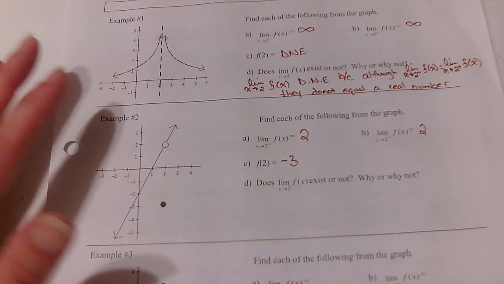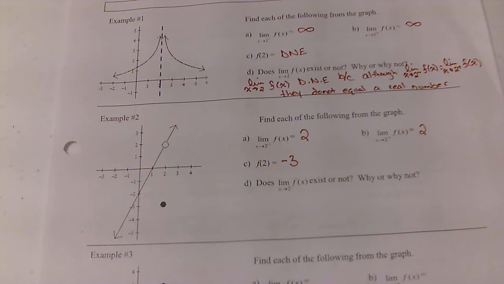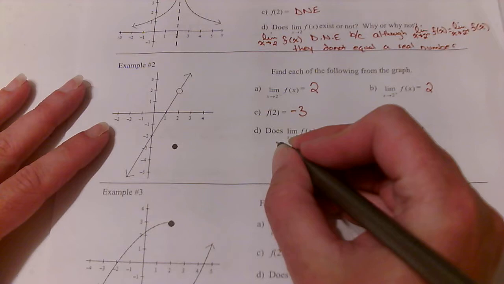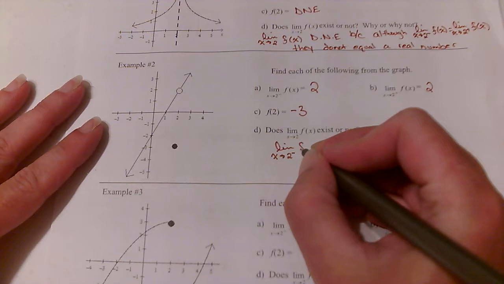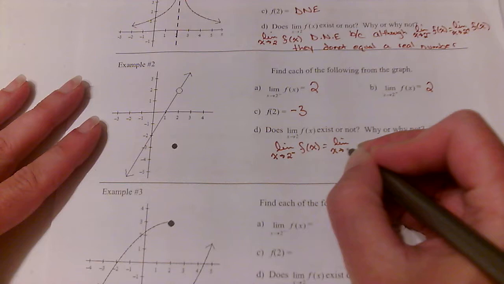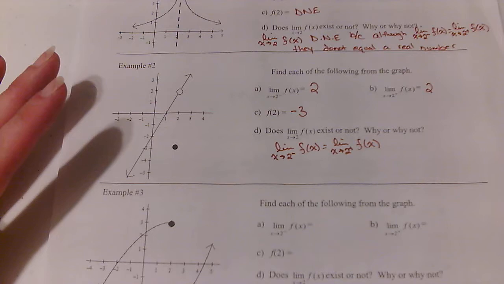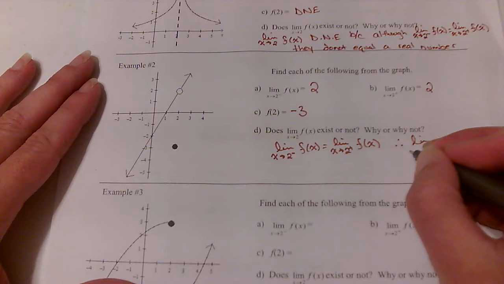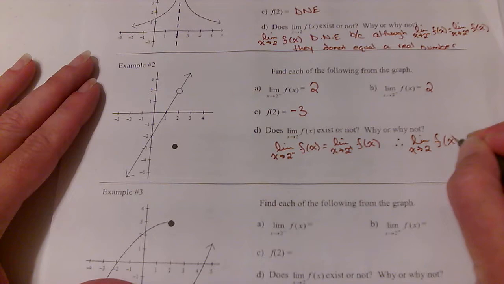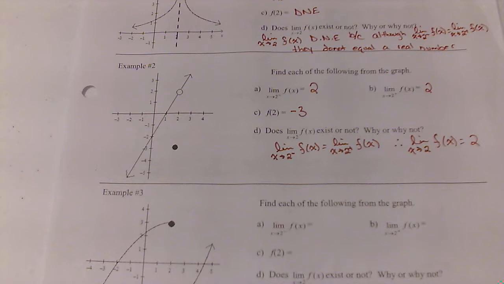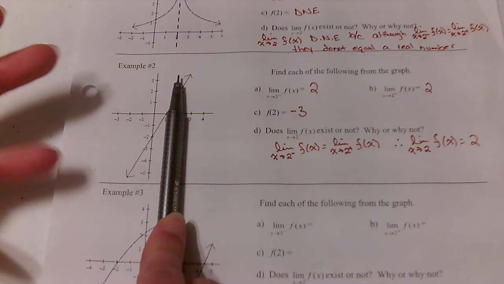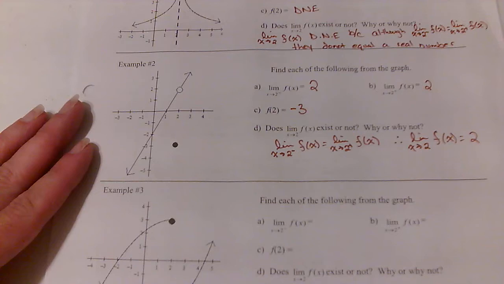Does the limit as x approaches 2 exist or not? Well, yes. The limit as x approaches 2 from the left equals the limit as x approaches 2 from the right. Therefore, the limit as x approaches 2 from any direction is 2. Now notice that is not the same as the point that exists. The limit is where the graph is heading to. Think of it as if I was covering up the line right there. Where do you think the graph is going to go? Well, we think it's going to 2. There's a hole there, but that's where the graph is trying to get to.